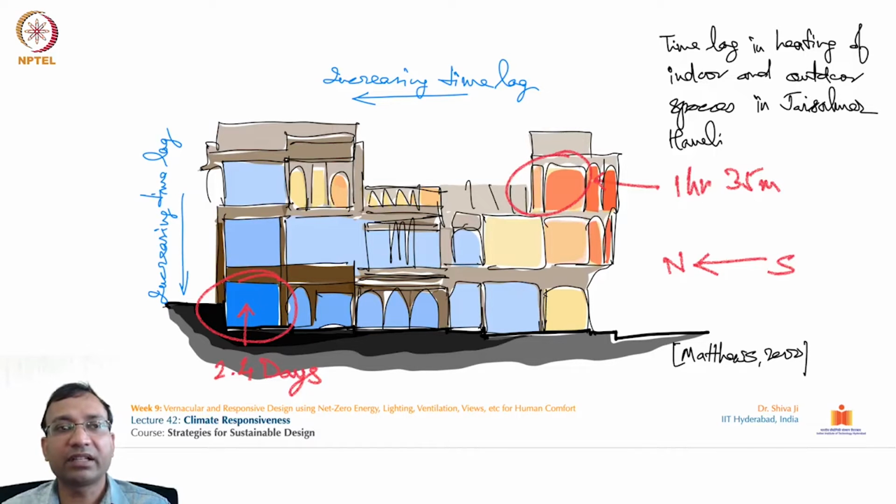It has been analyzed and given over here how much time is needed to heat up these areas. This shows the time lag from this quarter to the next quarter. It requires 25 hours 5 minutes, so this portion will heat up from the outdoor lighting condition. Similarly, on this side it will take 2 hours 49 minutes, and on the bottom most left side, it will take 2.4 days to heat up this area.